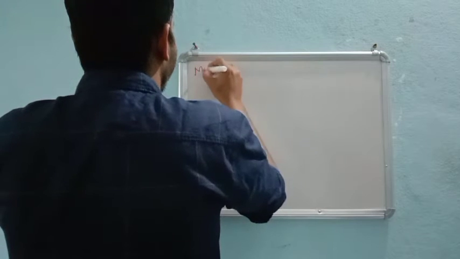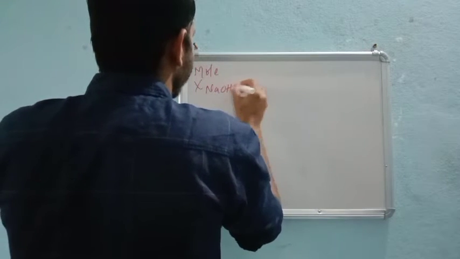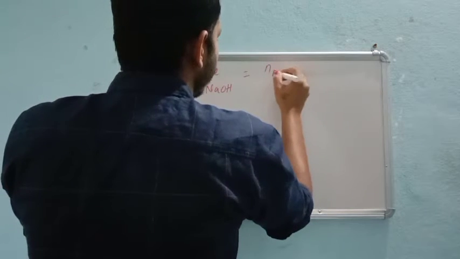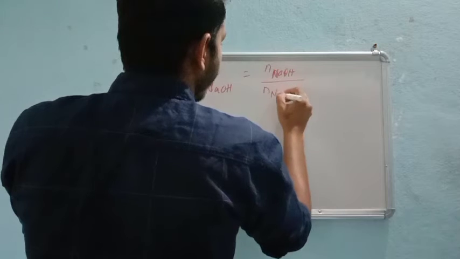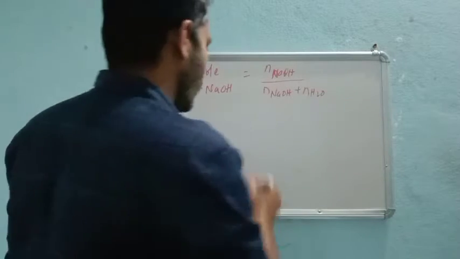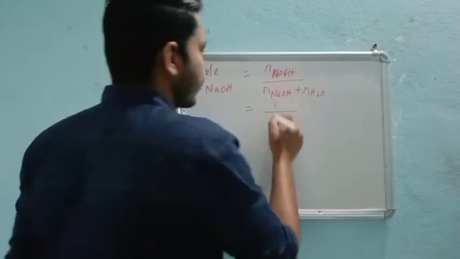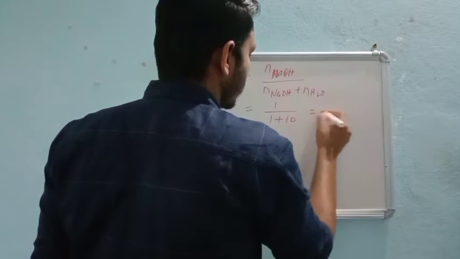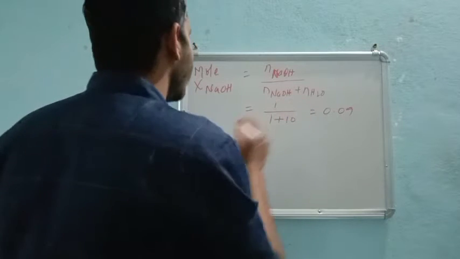Now directly go for mole fraction. Mole fraction of NaOH is equal to n of NaOH divided by n of NaOH plus n of H2O, according to our formula. So NaOH number of moles is how much? 1, and again 1 plus 10. So 0.09 nearly came. We have calculated this in yesterday's class only.